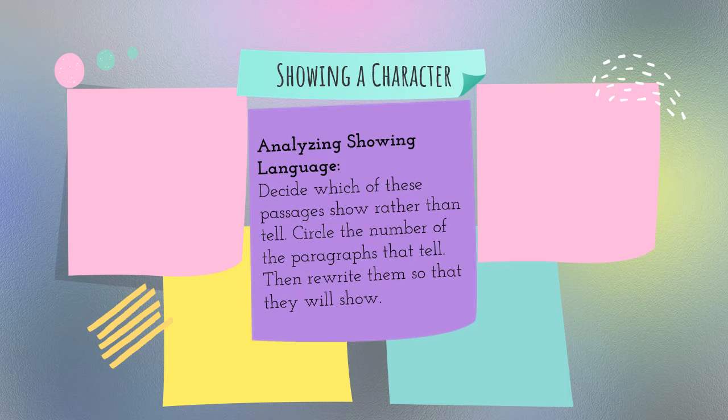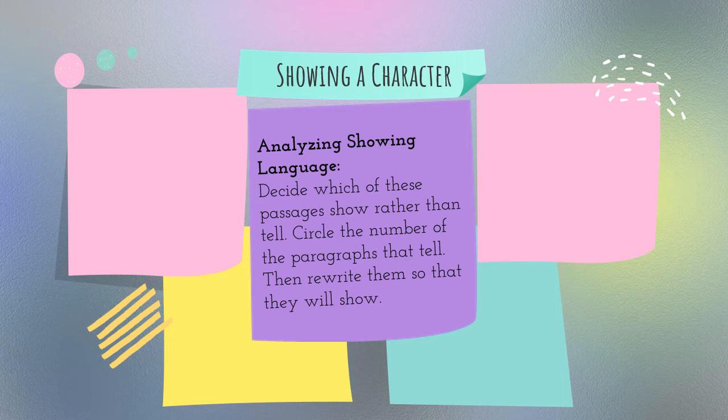Showing a character. So your page is showing a character, page 11. These are your instructions. Analyzing showing language. So it's saying the language, the words, the palabras you use to show your character. Decide which of these passages show rather than tell. Circle the numbers of the paragraphs that tell. Then rewrite them so that they will show.